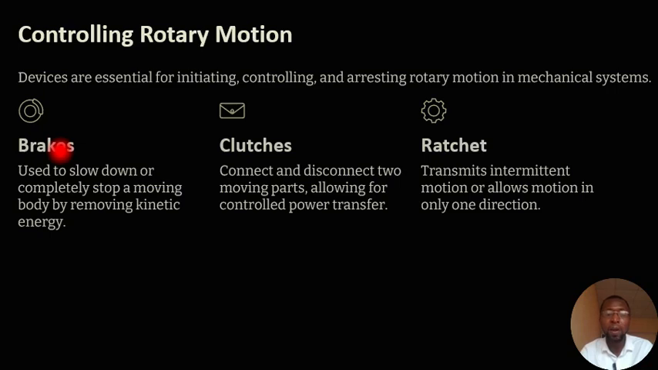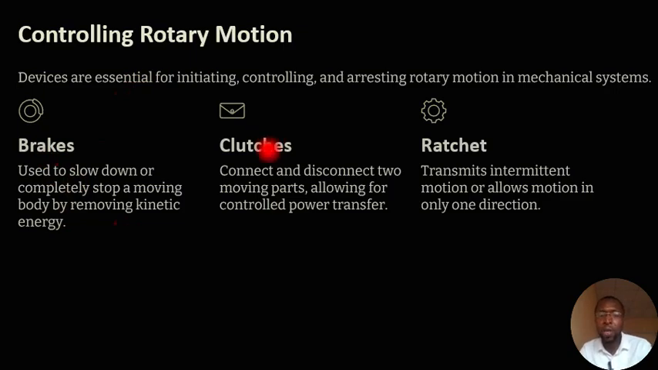We know that in a car, when there is a sudden crossover by a pedestrian, or maybe the vehicle in front suddenly stops, the one coming behind will need to apply a brake to prevent an accident. So what the brake does is to slow down or completely stop a moving body by removing the kinetic energy. So the function of the brake is to stop a moving body. One of the ways to control a rotary motion so that it could stop, or to avoid accident, is to use a brake.